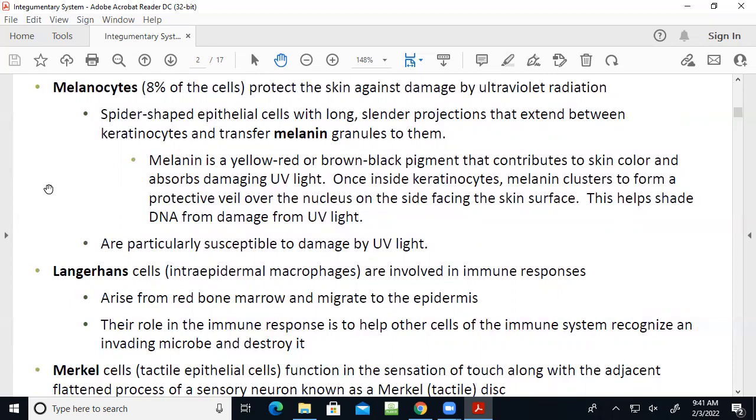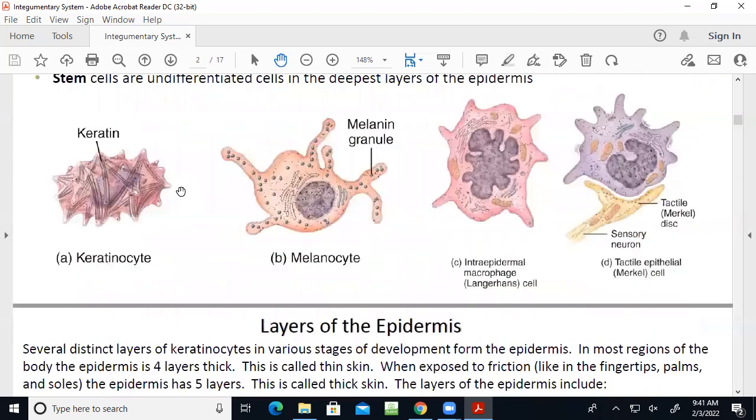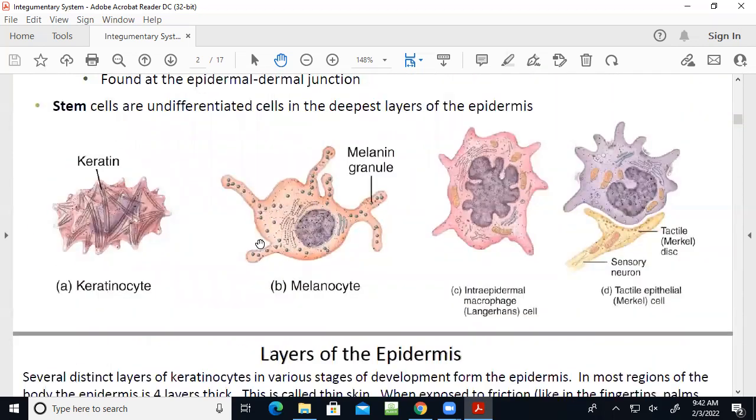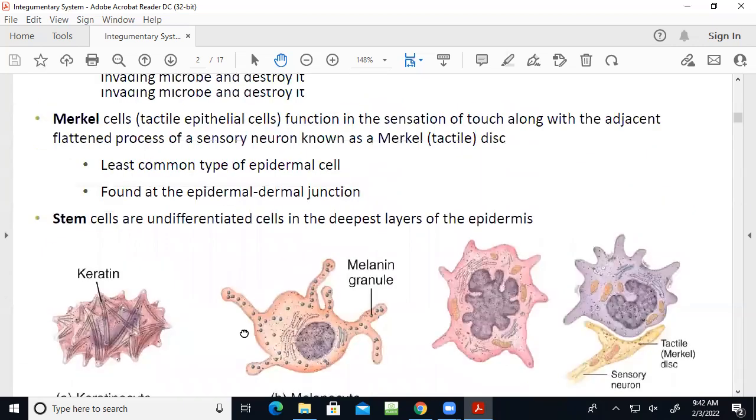Okay, what melanocytes are? They're very cool. They're spider-shaped cells with long, slender projections extending between the keratinocytes that allows them to transfer melanin granules to them. So looking at the picture at the bottom, you have these little spider leg-like structures. They produce this melanin, and these leg-like extensions surround the keratinocytes, and then those melanin granules are going to be transferred to keratin.